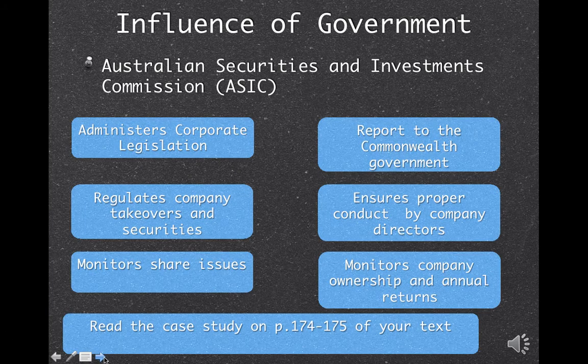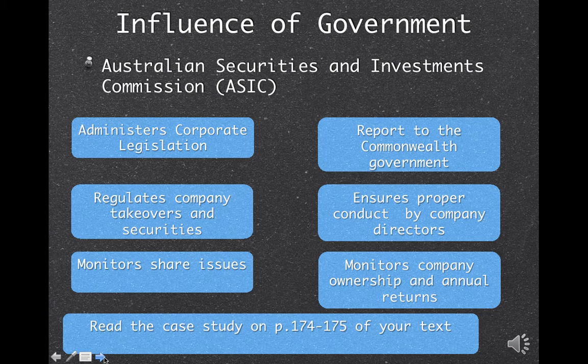In this lesson we're going to look at the influence of government. So we're looking at influences on finance. The first thing we're going to look at is ASIC, the Australian Securities and Investment Commission. Now ASIC are a body which reports to the federal government, which means at the moment the Liberal Party. So any government which is in government in Canberra. They do a few different things.